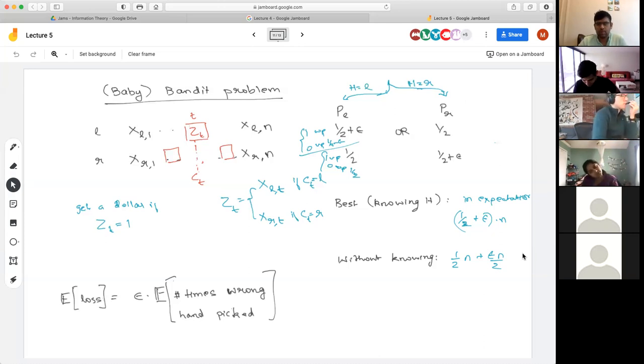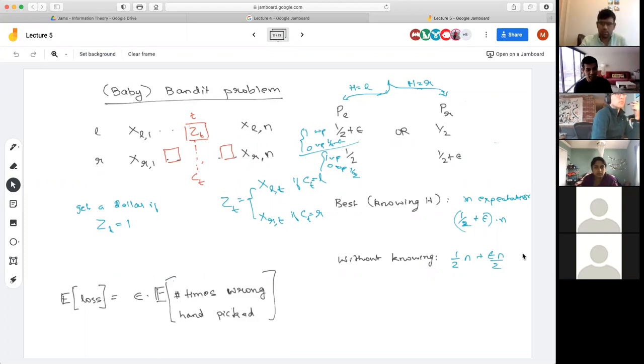So the whole game is this extra gain of epsilon n over 2. There is a difference of about epsilon n over 2 between the best and what you can do without knowing. And the question is how close we can get. We'll show that unless n is bigger than 1 over epsilon squared, you can't really do much better, and you might as well just pick between the two hands randomly. Okay, so now let's try to formalize this.